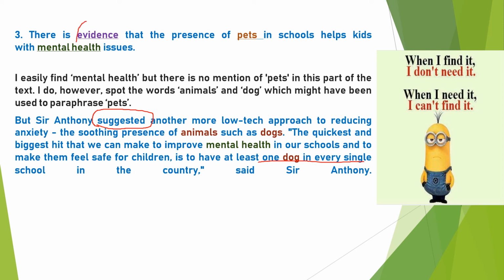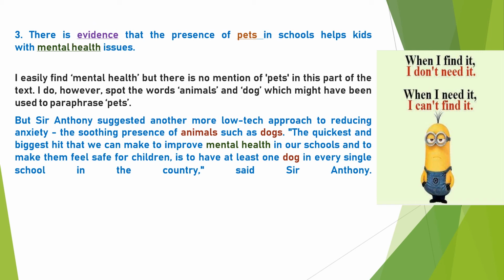But our statement is saying that there is evidence. So I am saying I clearly know that this is going to help. I have proof to show you that animals will help children in reducing their anxiety. So these are two different things. It is not saying evidence, it is saying suggested. So we did not find any evidence in this. Did we find any evidence? So this is not true.